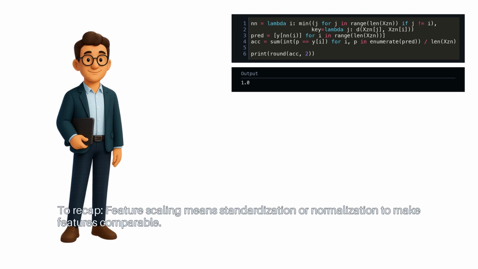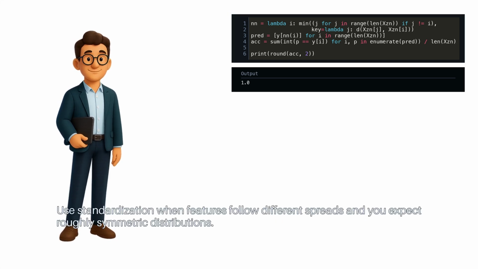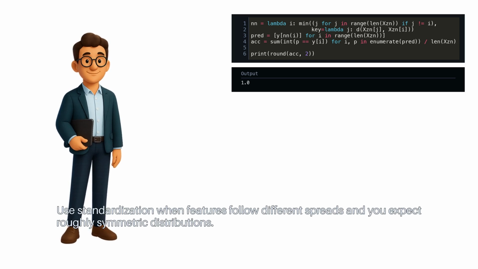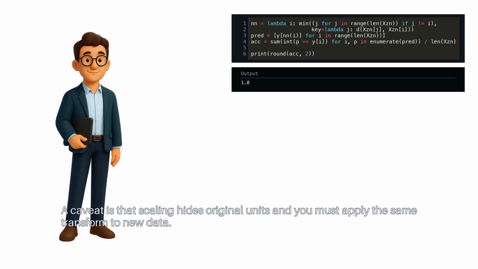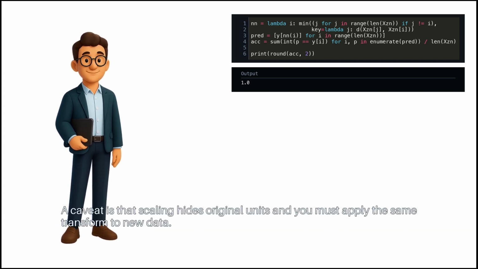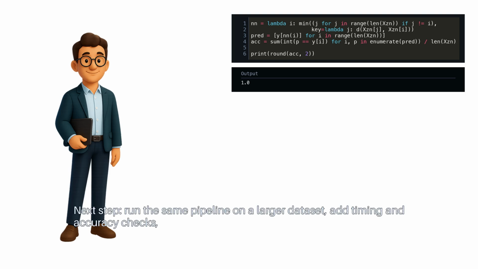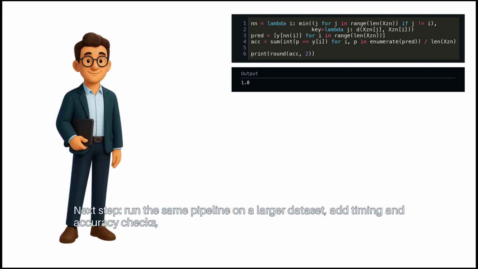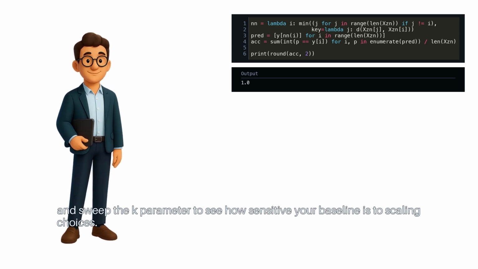To recap, feature scaling means standardization or normalization to make features comparable. Use standardization when features follow different spreads and you expect roughly symmetric distributions. A caveat is that scaling hides original units, and you must apply the same transform to new data. Next step, run the same pipeline on a larger data set. Add timing and accuracy checks, and sweep the k parameter to see how sensitive your baseline is to scaling choices.